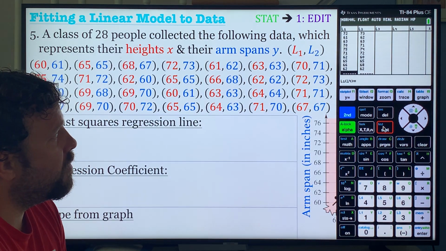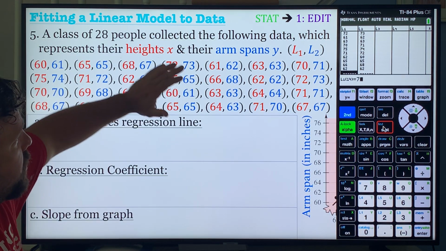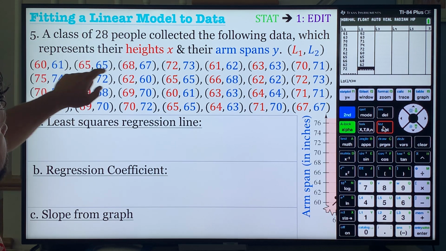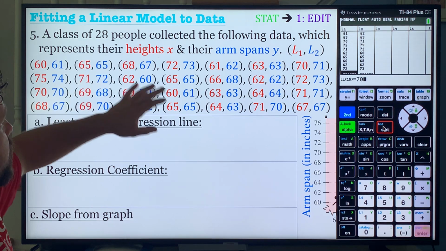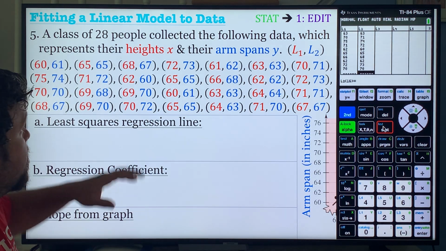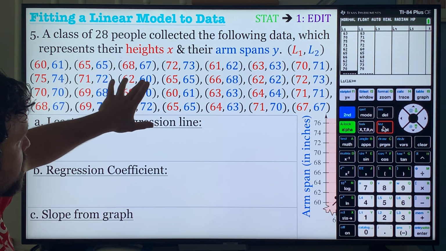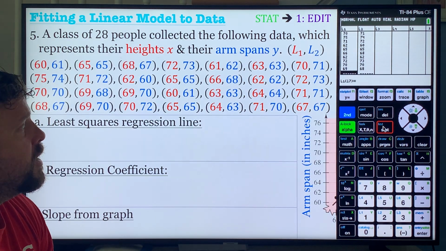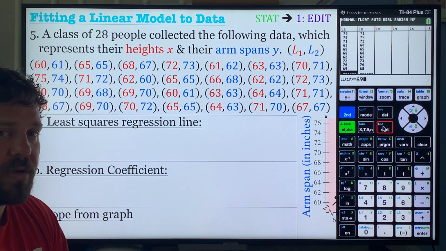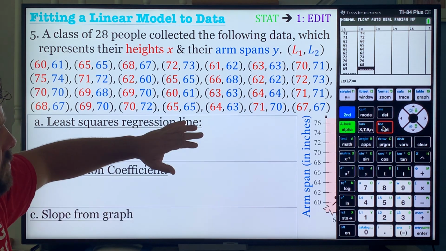Now, when you do it, if you want to do the whole first column first, 60, 65, 68, 72, type them all in, and then do the second column, you can. But what I suggest doing is just every once in a while check to make sure your numbers match up. Okay? Because it's very easy just to skip one number and then have everything go crazy. Because if you mess up one of these, you're messed up.